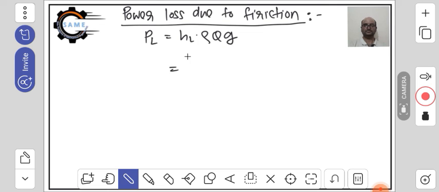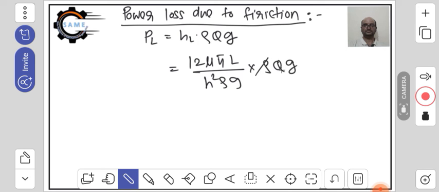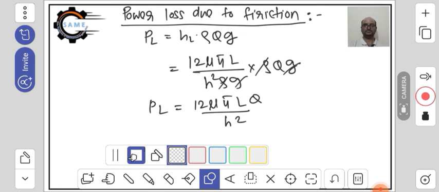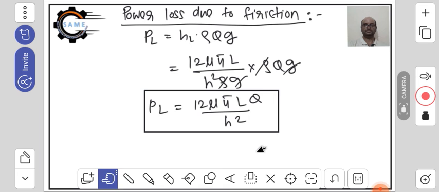Now I'll put in HL the value 12 mu U bar L divided by H square rho G, and here rho QG. See, the rho G and rho G cancel out, then finally you will get the expression: the power loss is equal to 12 mu U bar L Q divided by H square. I think up till now everything is clear, right? No doubt, this is the power loss due to friction in terms of Q.